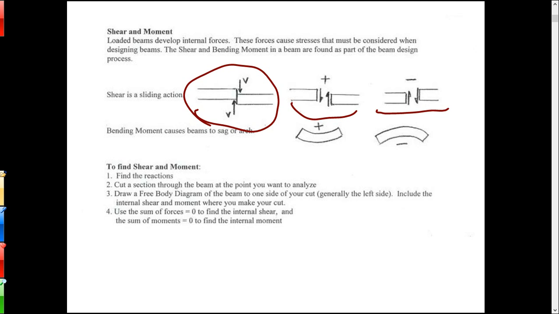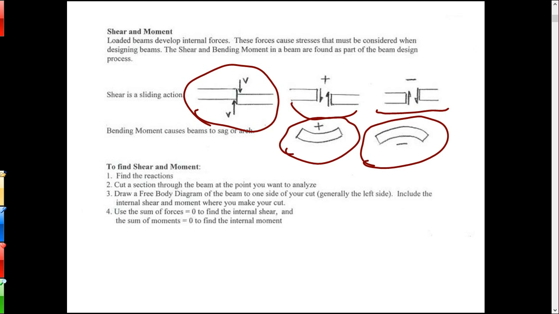And then the other thing you look at is bending moment, where positive moment bends the beam up. And of course, the way to remember that is positive moment smiles and negative moment frowns. So that's how we remember the sign convention on that.